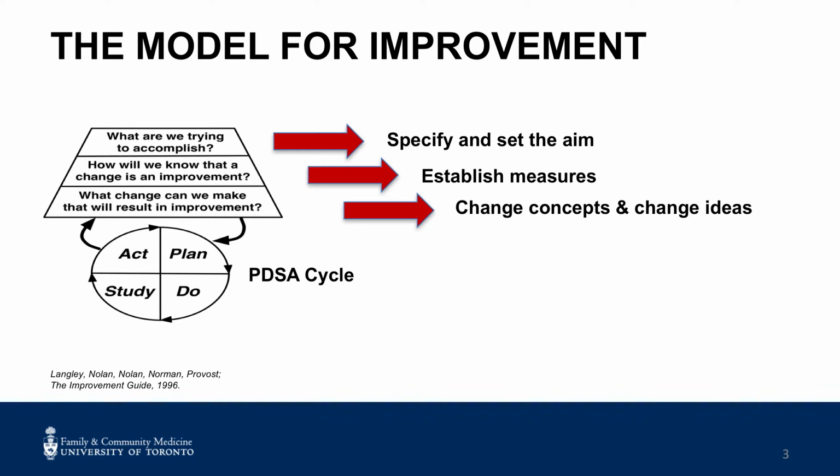What are we trying to accomplish? The aim. How will we know that a change is an improvement? Measures. What change can we make that will result in improvement? Change ideas. The change ideas that we generate as QI teams are tested using the PDSA, Plan, Do, Study, Act cycle.